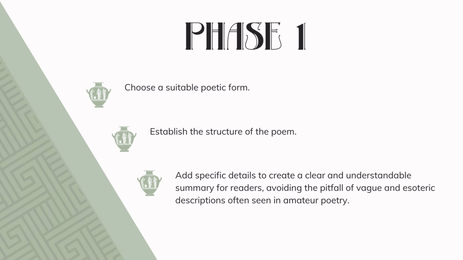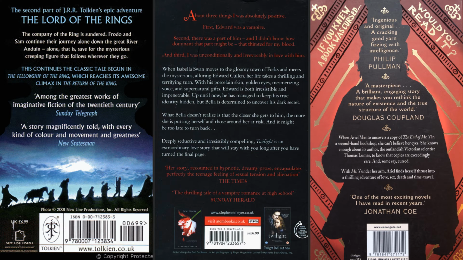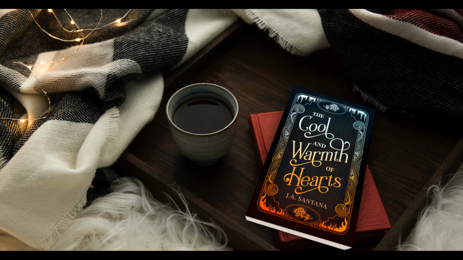Now it's time to add more details about the poem. The best way to describe a poem is to approach it like a blurb that captures its essence, helps you comprehend it from the reader's point of view, and clarifies your thoughts for Phase 2 writing. The poem "A Great Loss, Part 1," in the book The Cool and Warmth of Hearts.